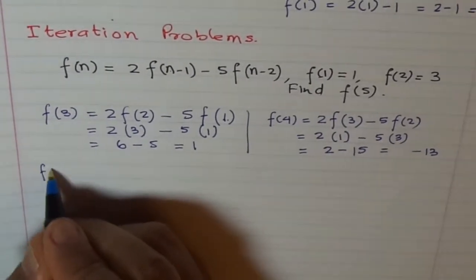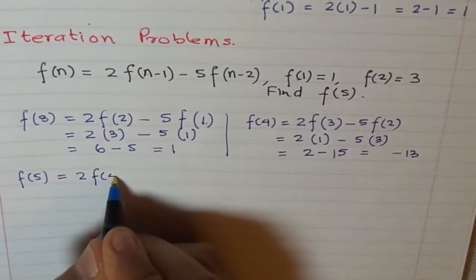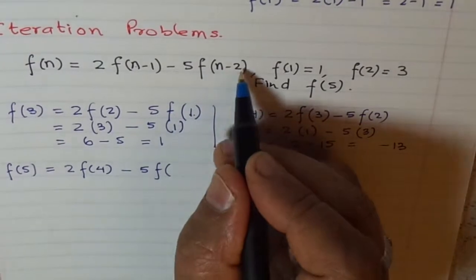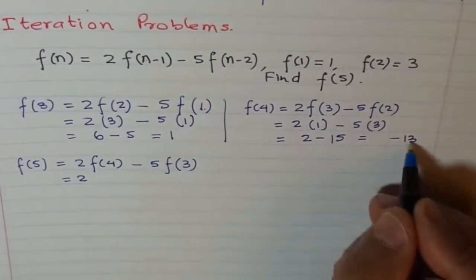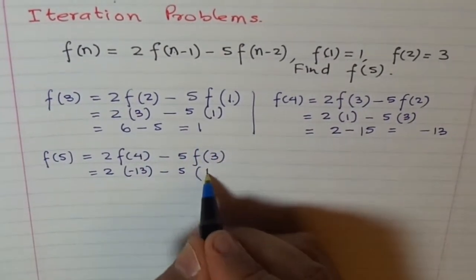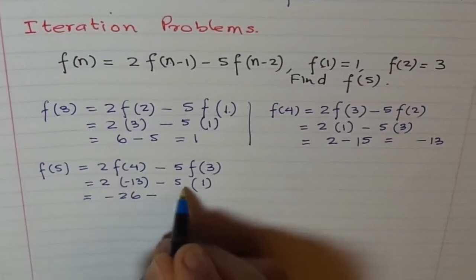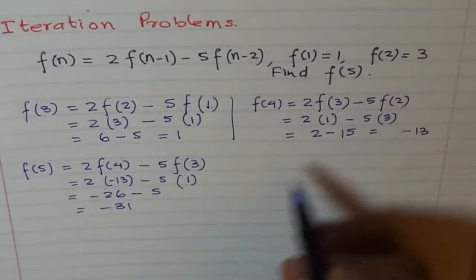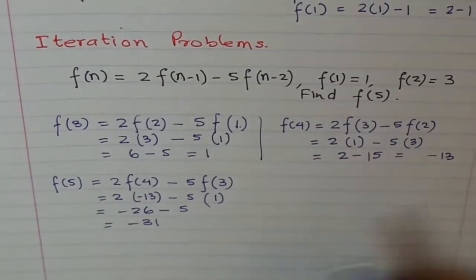Now let's find f of 5. F of 5 will be 2 times f of 5 minus 1, f of 4, minus 5 times f of 5 minus 2, which is 3. So f of 3. Now 2 times f of 4, we just calculated, minus 13. Minus 5 times f of 3, 1. So this is 2 times minus 13 is minus 26, minus 5, which makes it minus 31. So by doing these operations in sequence, we can find the value of f of 5, and here it is. f of 5 is minus 31.